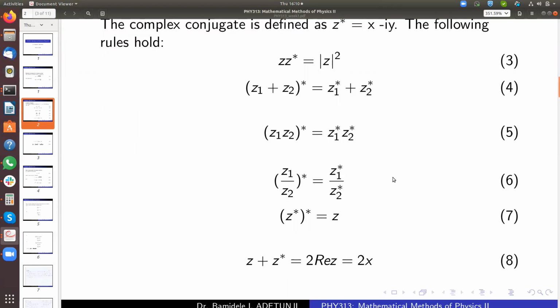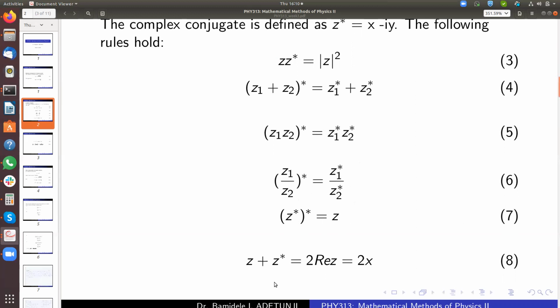The same thing, if you have it in multiplication form, z1 times z2, then you take the conjugate, it will be the conjugate of z1 times the conjugate of z2. Now, if you have z1 over z2, that is division, you can write it in this form. Likewise, if you have the double conjugate, the conjugate of the conjugate of z, you have it to be z.